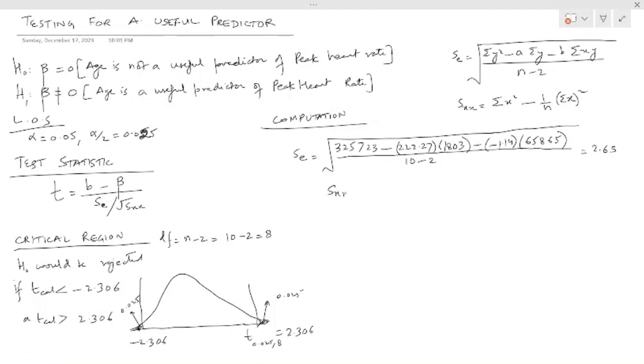Now we compute SXX, for which we need to know the sum of x squared. Summation of x I got first. So summation of x has the value 368, squared. Now we go for summation x squared. That's 13968.